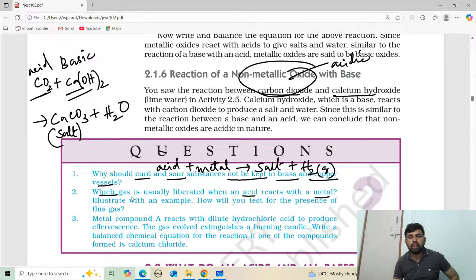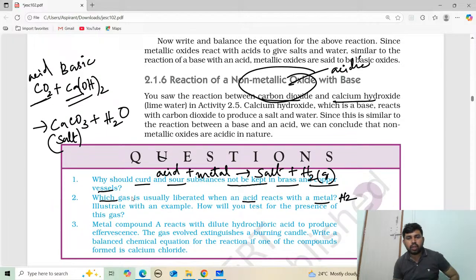Acid plus metal gives which gas? Hydrogen gas. So how will you test for this gas? We know very well hydrogen gas burns with a pop sound. Remember this is the way we can confirm hydrogen gas.